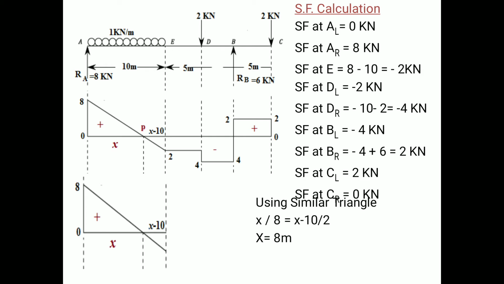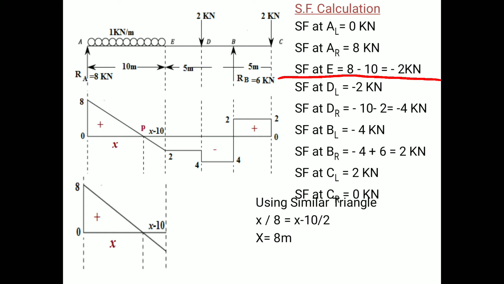Our next step is shear force calculation. For the given loading system, we have to calculate the value of shear forces. Shear force at left of A is equal to 0. It is already discussed in various lectures also. Shear force at right of A is equal to 8 kN because it's a reaction acting in upward direction. Similarly, shear force at E is equal to 8 minus 10, which is equal to minus 2 kN, because reaction acting in upward direction, minus UDL converted into point load, therefore minus 10, which is equal to minus 2 kN.